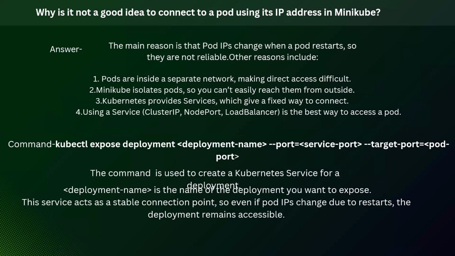Why is it not a good idea to connect to a pod using its IP address in Minikube? Why is it not efficient? Why don't we follow that path to connect to a particular pod? The main reason is that the pod IP changes when a pod restarts. Why do pods restart? When the system gets shut down, or sometimes a pod completes its status and stops, and then it will be restarted.